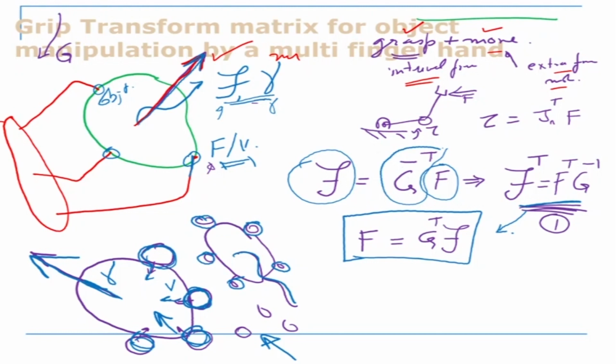So from this equation I get this equation: f is equal to G transpose into F, right? And from this equation I can also get that one: f transpose is equal to F transpose into G inverse. Now this is one equation that I have, which is going to give me the relation between the fingertip force and the force in the center of the object.